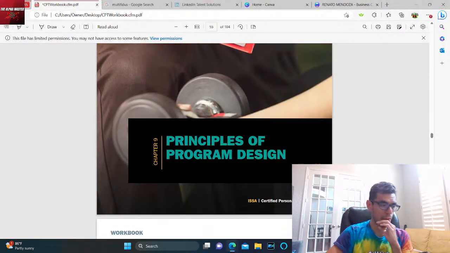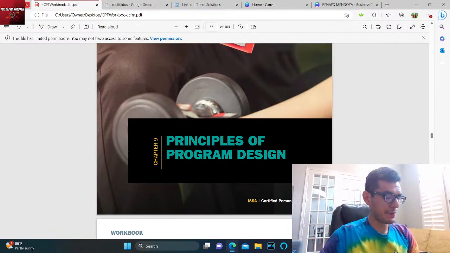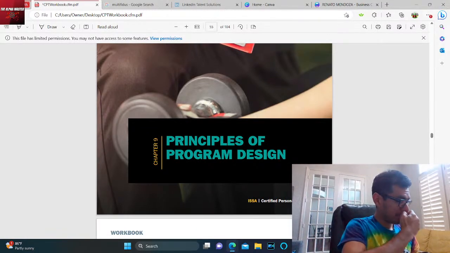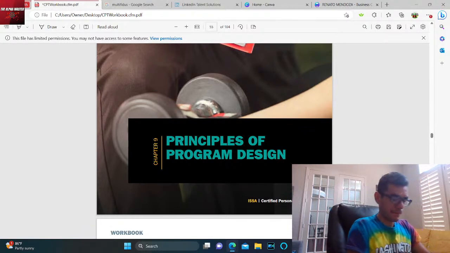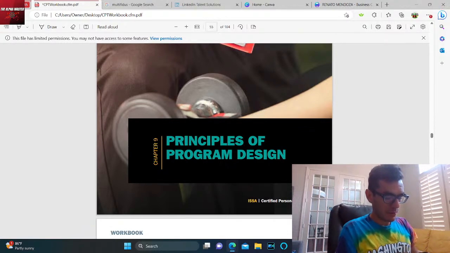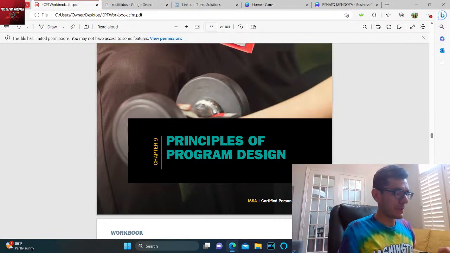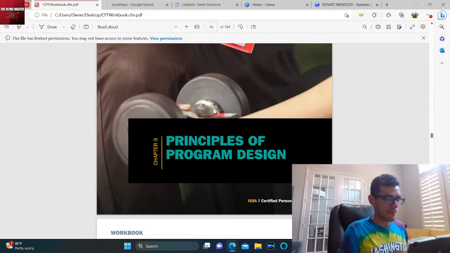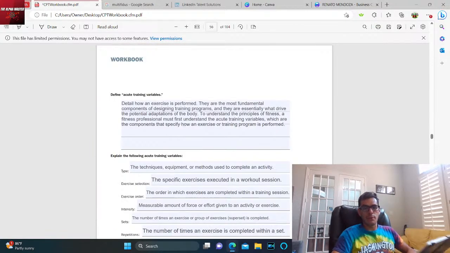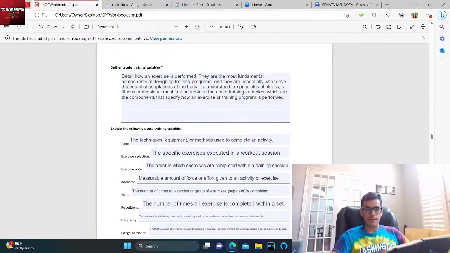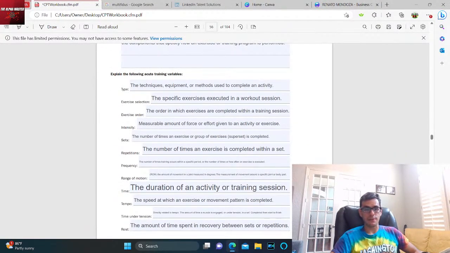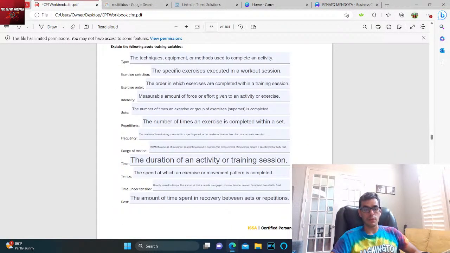Now we go over the principles of program design, chapter 9, which is very specific. You have the acute training variables, about 12 of them, which detail how an exercise is performed. You have type, exercise selection, exercise order, intensity, sets, repetition, frequency, range of motion, time, tempo, time retention, and rest. You have 12 acute training variables.